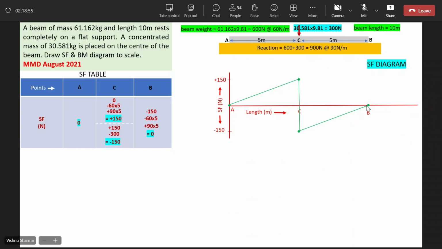Anybody still struggling with the SF diagram? If not, please get the BM table in place and write down in the brackets the areas under the SF diagram. And BM will be in Newton meters this time. It was kg meter in the previous question.